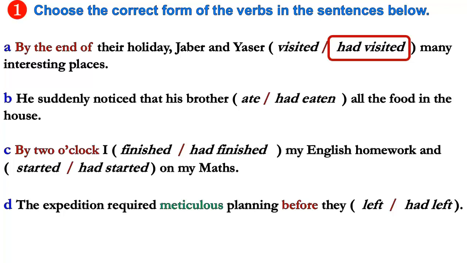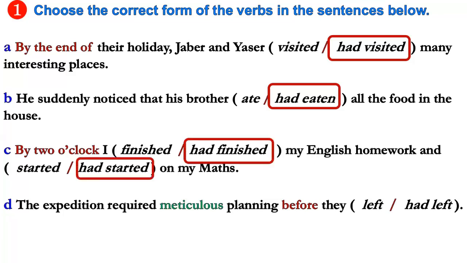Sentence B. He suddenly noticed that his brother had eaten all the food in the house. The correct answer here is had eaten. Sentence C. By 2 o'clock, I had finished my English homework and had started on my maths. The answer here is had finished, had started. Sentence D. The expedition required meticulous planning before they left or had left. The correct answer is left.